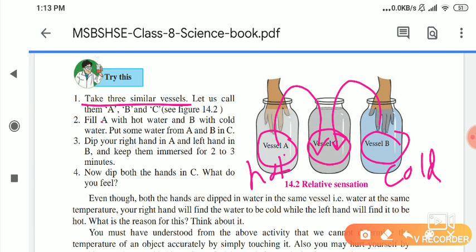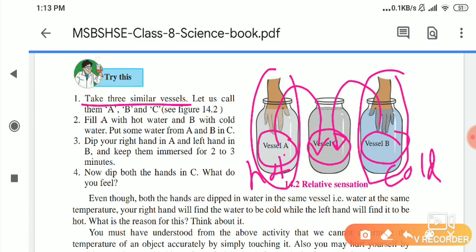Dip your right hand in vessel A and dip your left hand into vessel B for 2 to 3 minutes. We don't want to take too much hot water. We have to take water that is hot, but we can hold our hand inside it. This much hot water we have to take. Now dip both the hands in C.